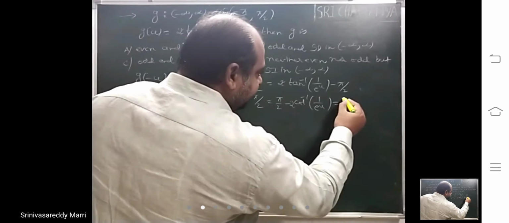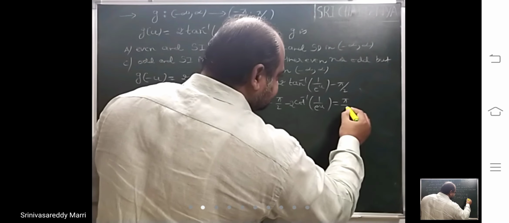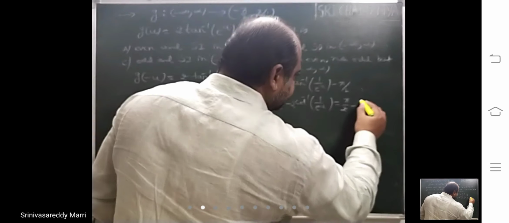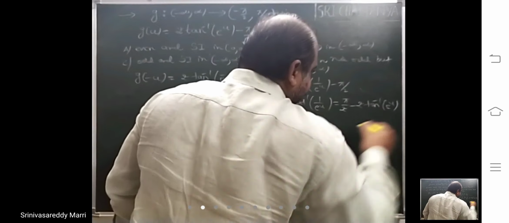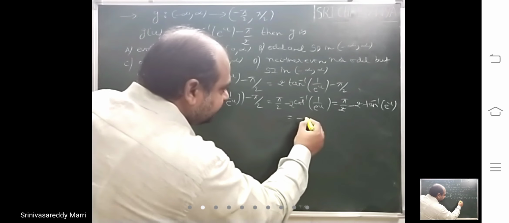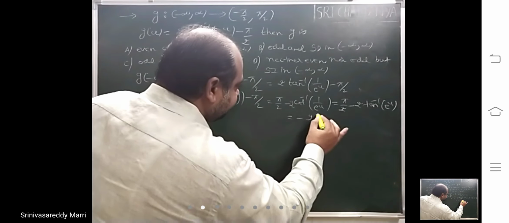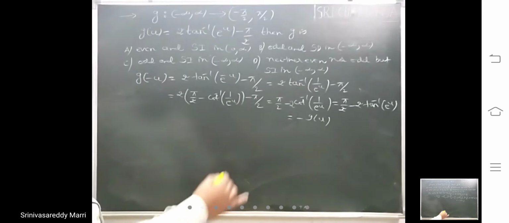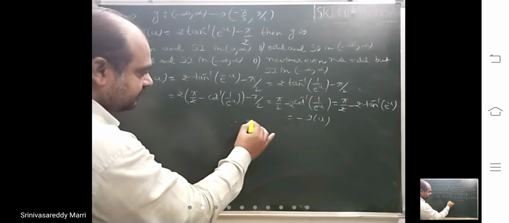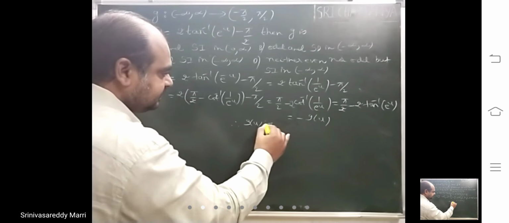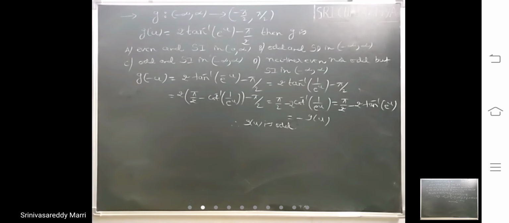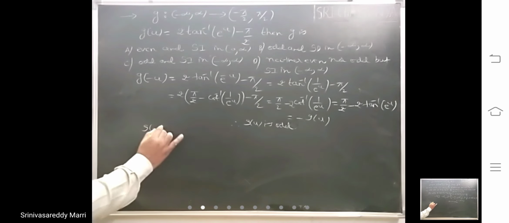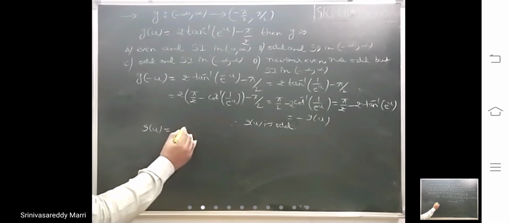Cot inverse 1 by x is nothing but tan inverse x. You have the inverse property. Cot inverse 1 by x is what? Tan inverse x. Now you look at it, you got minus g of u. Therefore, g of u is an odd function. Now I am doing the derivative. Whether it is increasing or not, you have to check.